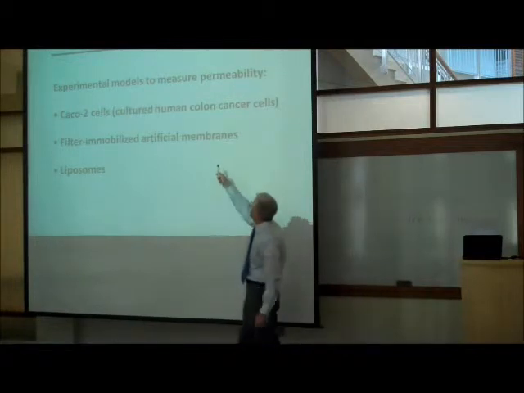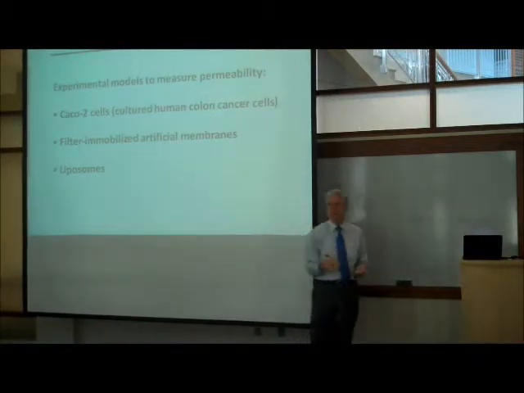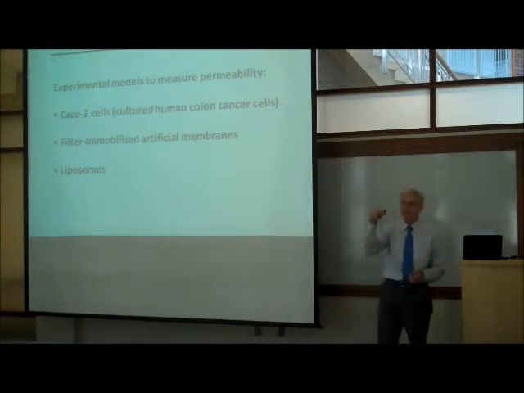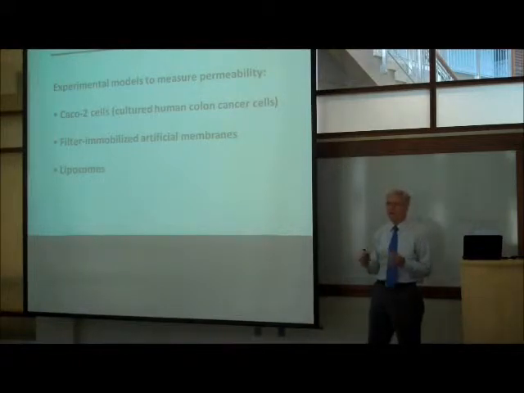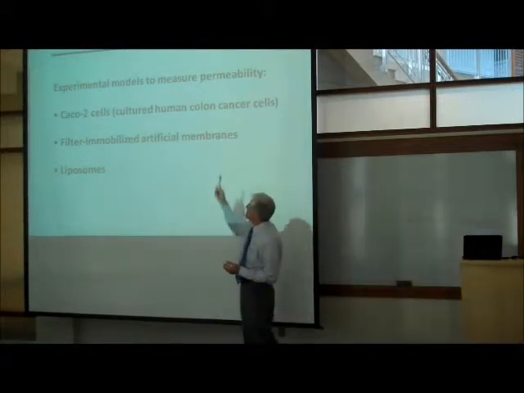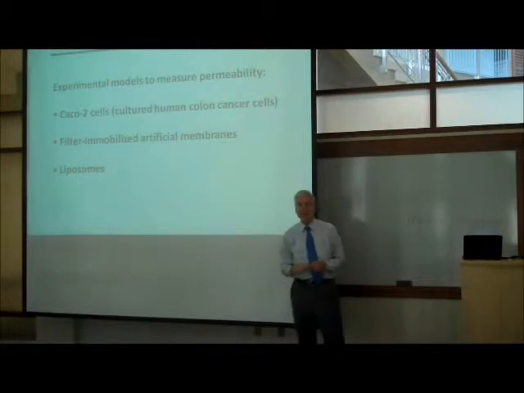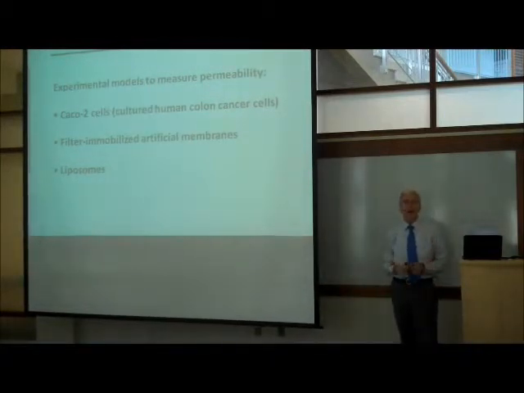Or you can take these artificial membranes and immobilize them on filter supports and just simply measure the flux or transport from one side to the other. These are very simple, but the answers that they provide are also very simple. So you're really better off looking at things like cultured cells. And as I said before, the Caco-2 cell is kind of like the premier model.